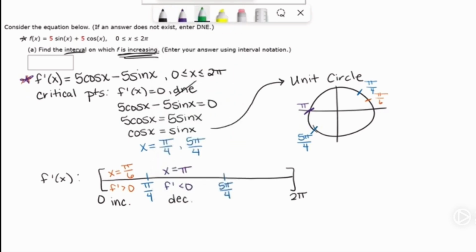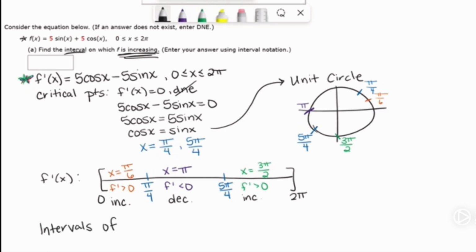And so next we can find a point between 5 pi over 4 and 2 pi. We can choose 3 pi over 2. And so here our cosine is going to be 0, and our sine is going to be -1, and 0 minus -1 is just 0 plus 1, which is going to be a positive number. And so we can set our f prime to be greater than 0, and thus f is increasing on that interval of 5 pi over 4 to 2 pi.